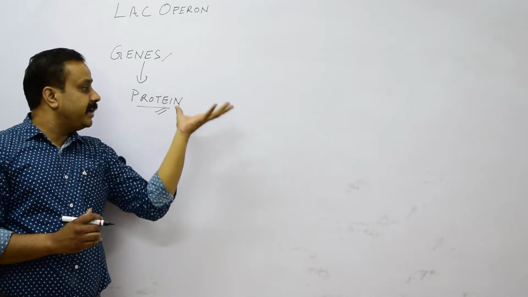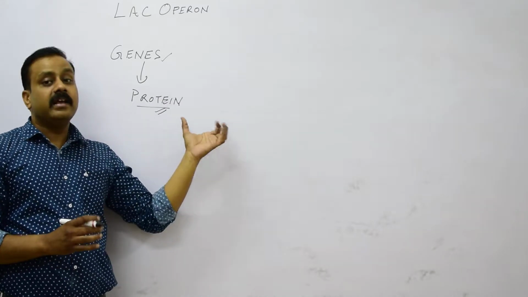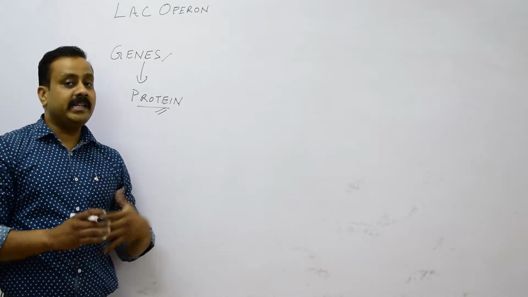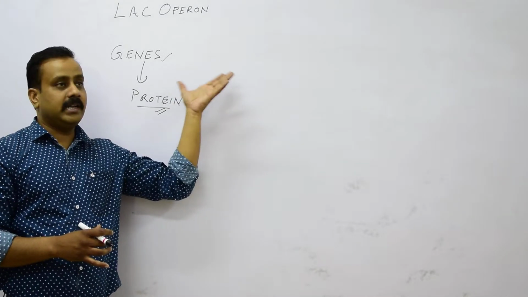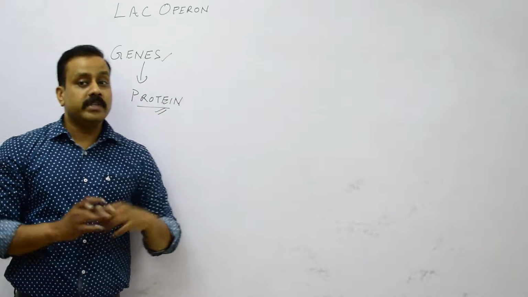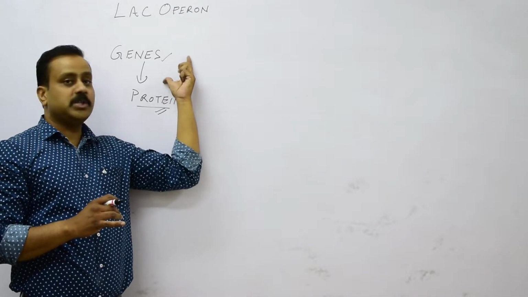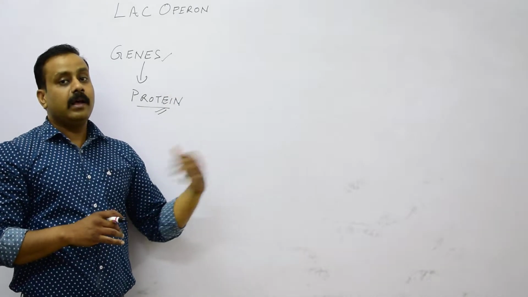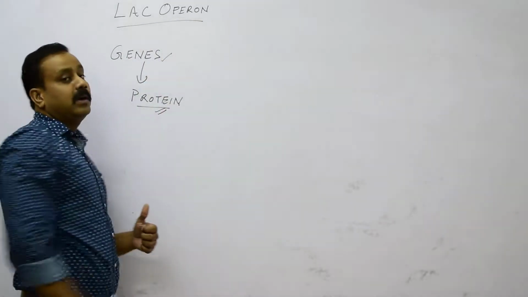When that material is required by the organism, that protein will be synthesized, and when this material is not required at that particular time, the protein will not be synthesized by the particular gene. So there is some mechanism by which the activities of the genes are regulated, and that can be studied with the help of a model which is known as the Operon.